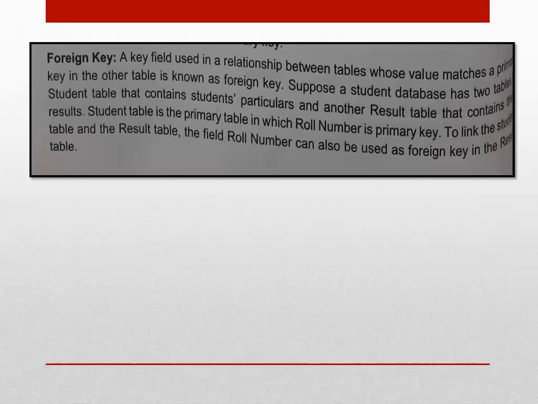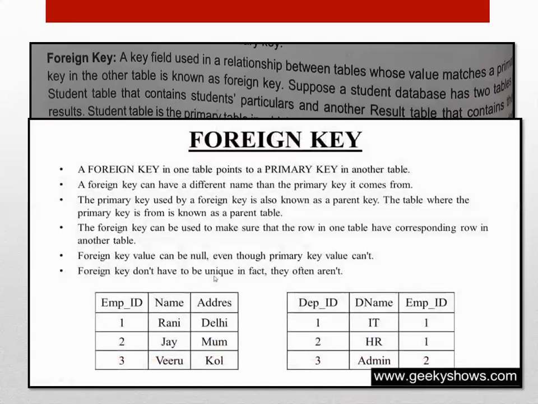So a foreign key means that when a primary key is used as a reference key in any other table, it is called a foreign key. A foreign key is an attribute or set of attributes in a relation whose values match a primary key in another relation. A foreign key in one table points to a primary key in another table.